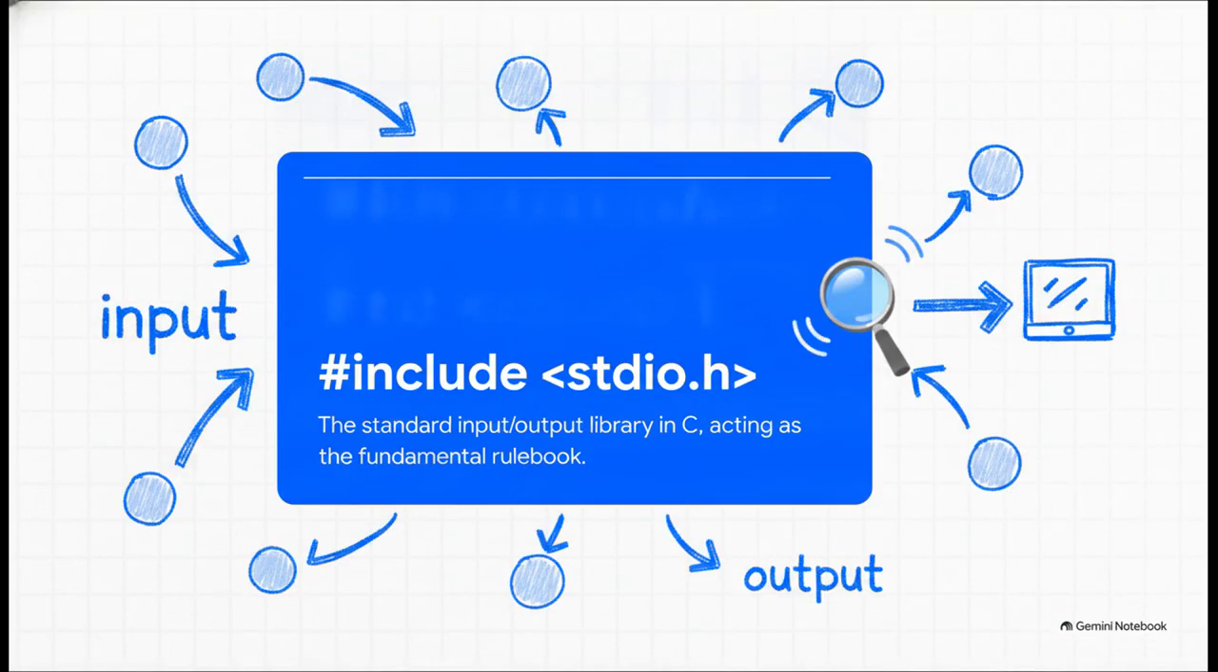Our very first line is include standard io.h. Think of this as our foundational rulebook. It tells the compiler to pull in the standard input and output library. Without this, our program is basically completely isolated in a dark room. This one simple instruction grants the program the actual ability to communicate with the outside world, to take in our network data, and eventually to print out the fastest route for us to actually see.